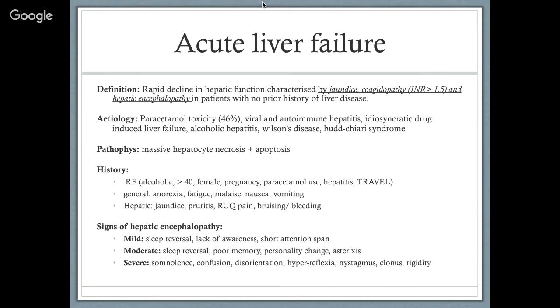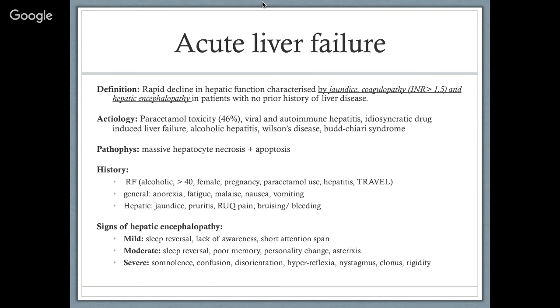Okay, so we'll talk about acute liver failure. It was one of those things that was always hard for me to wrap my head around. It took me a long time to understand what acute liver failure really is. The three cardinal signs that you have to know about: it's characterized by a rapid decline in hepatic function, with jaundice, coagulopathy, and hepatic encephalopathy in patients with no prior history of liver disease. So that's the overarching definition of acute liver failure.